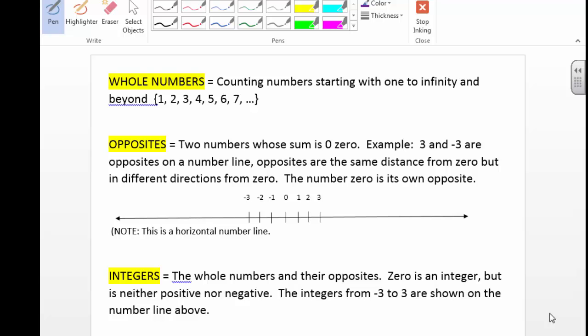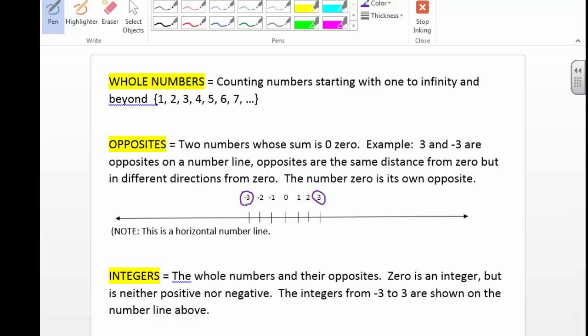Opposites. Now, opposites are two numbers whose sum, and remember, sum is when we add two numbers together and what the answer is, the sum is 0. So if I have 3 here, the opposite of 3 is -3. Okay, pretty cool, huh? Now, how we know that they're opposites is that they are exactly the same distance from 0, but in different directions from 0.